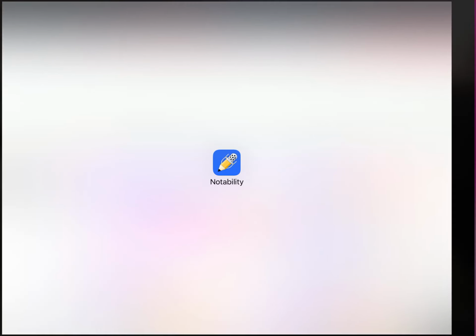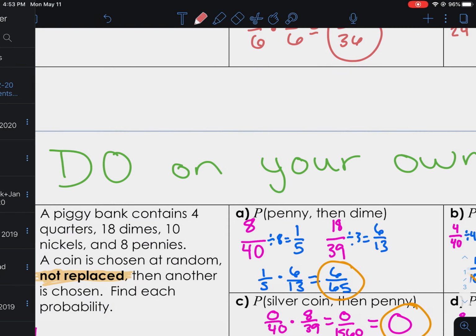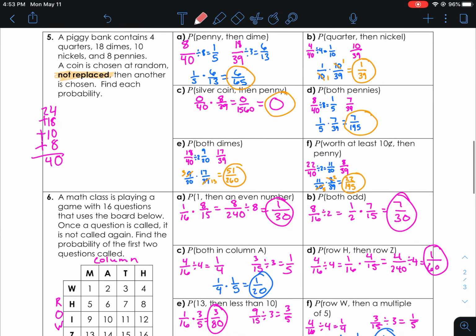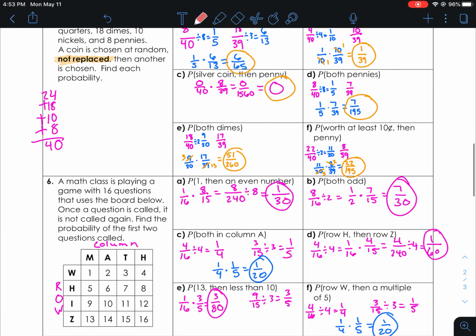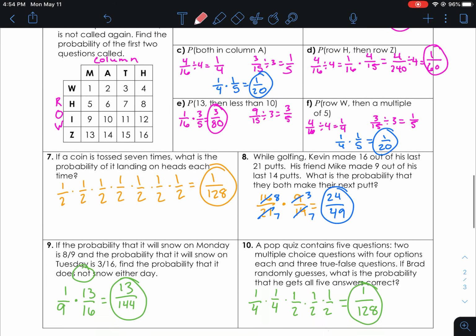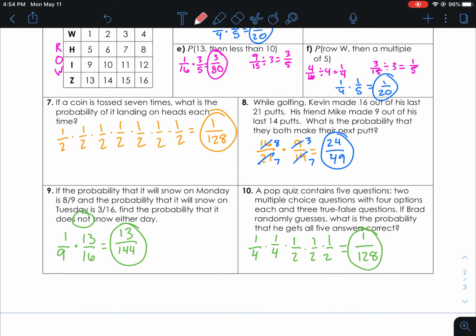All right. So welcome back, everyone. I'm going to go ahead, I'm going to share all my answers with you. So I would recommend pausing numbers 5 through 6 right now. That way you can check your answers. And then go ahead and pause for numbers 7 through 10.